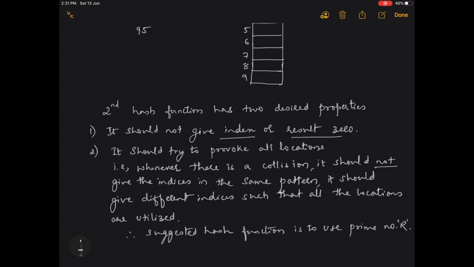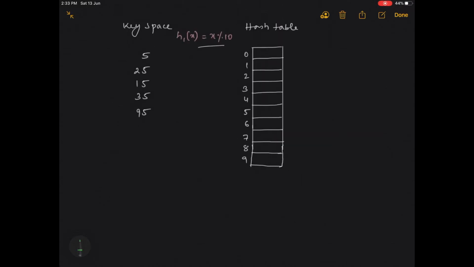So every time when you put a formula changing i from 0 to n, you should get different locations. Therefore the suggested hash function is to use a prime number r. Please make a note of it. I have also written it in the notes, so no need to copy. If you want, please copy it, because I am going to rub it out now. Yes, now we'll use the function and we'll try to fit it.